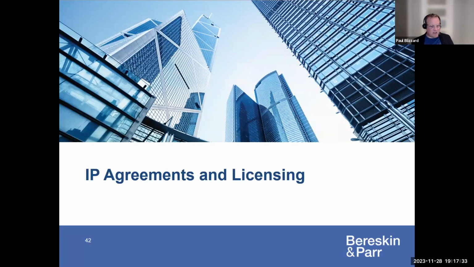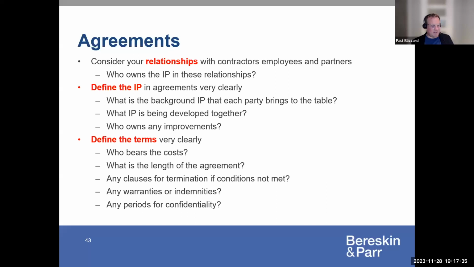I also wanted to touch really quickly on IP agreements and licensing. This kind of goes along with what we were just talking about. So one of the keys, I think, is to consider your relationships with others in view of IP. That includes contractors, employees, partners. Who owns the IP in those relationships?